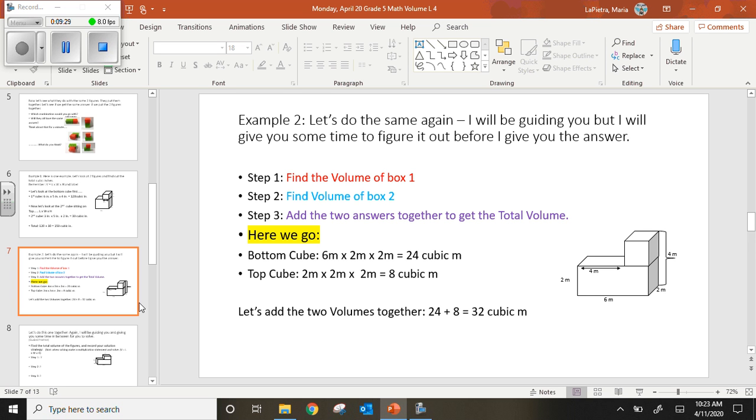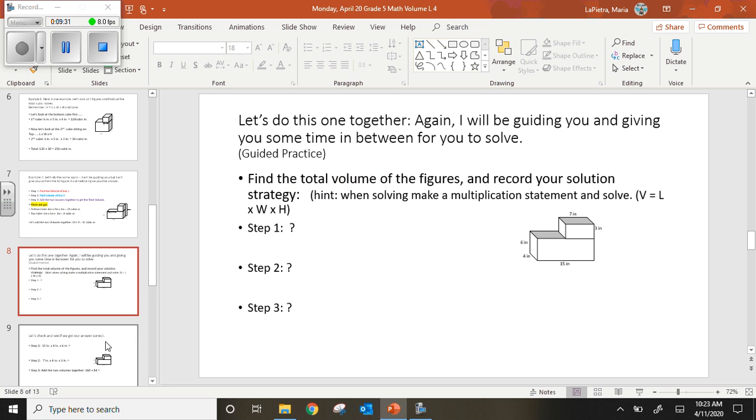Okay, so now let's do this one together. Again, I will be guiding you and giving you some time in between for you to solve. So find the total volume of the figures and record your solution strategy. I have a little hint here. When solving a multiplication statement, make sure you're writing your volume equals length times width times height.